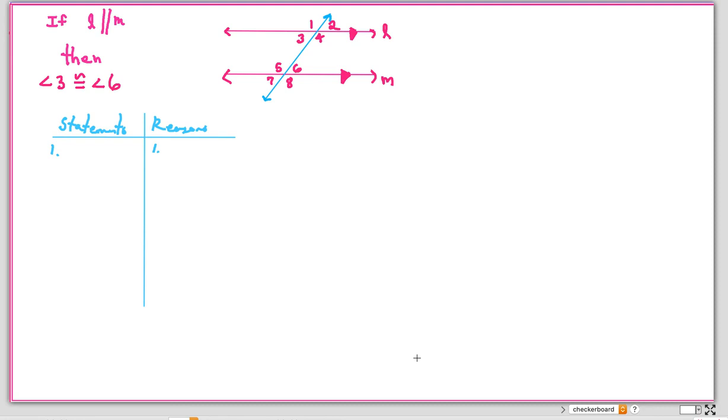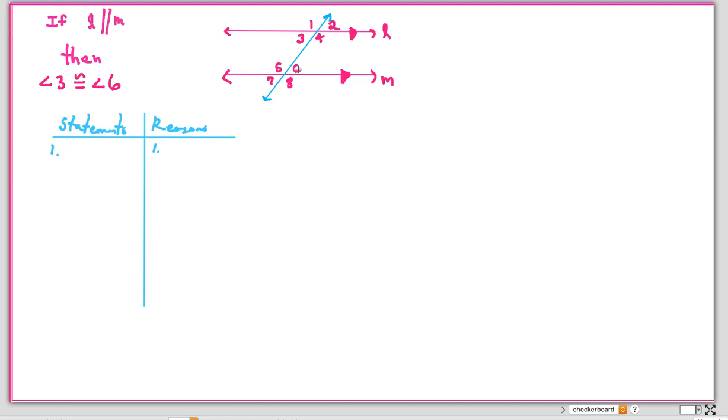Alternate interior angles theorem, which says that if two lines are parallel, then the alternate interior angles that are created are congruent. So here I have this picture, and it gives me these two lines. L is parallel to M. It gives me that fact. Then this pair of alternate interior angles, angle 3 and angle 6, are congruent.